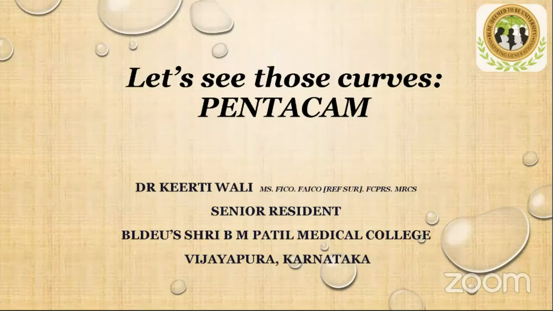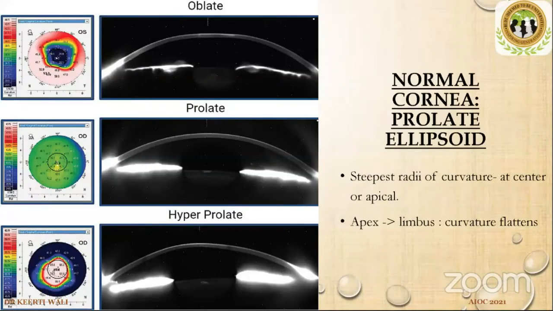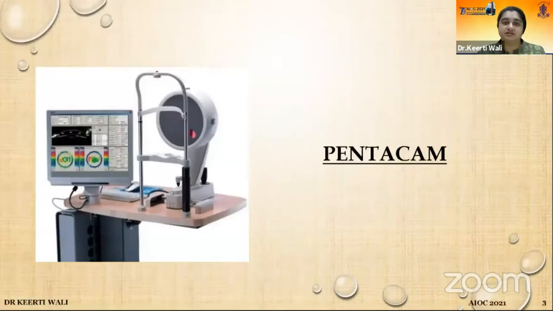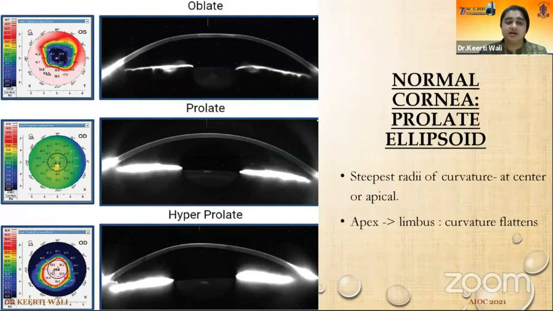Okay, good morning, everybody. I'm Dr. Kirti Wali, presenting how to read the Pentacam today. As you know, normal cornea is a prolate ellipsoid, which means the curvature is higher in the center as we go to the periphery. I'm sorry, the timer is showing 8 minutes, but I was sorry. I'll check with the AV team. There are some technical glitches. You're allotted 15 minutes. You will get the 15 minutes. Don't worry. Please go ahead.